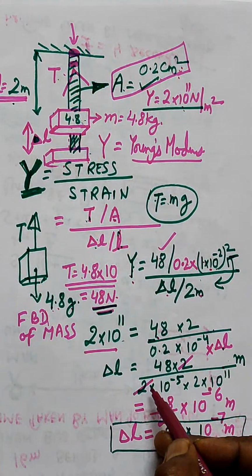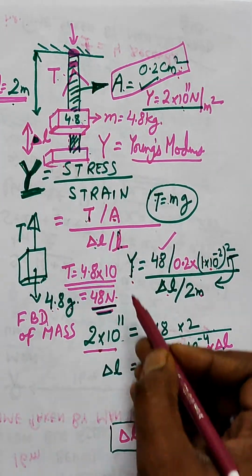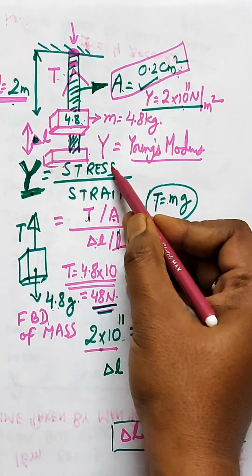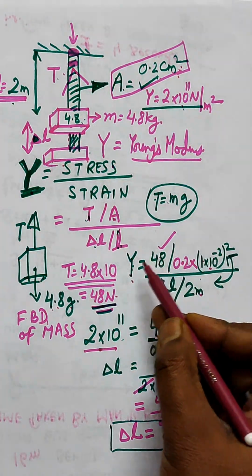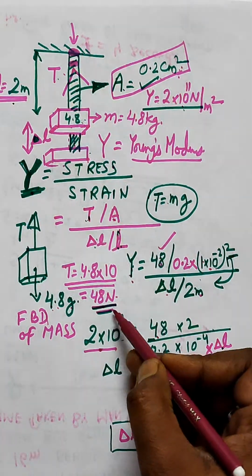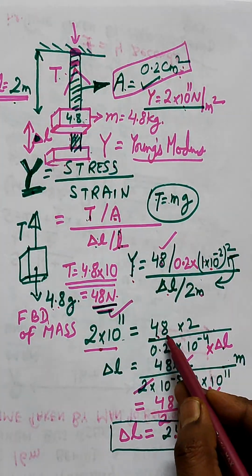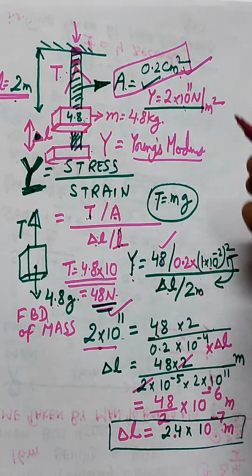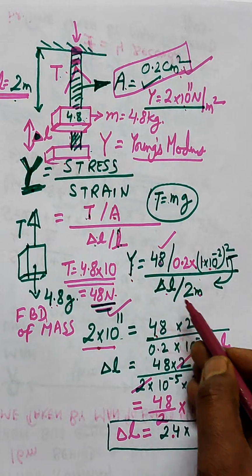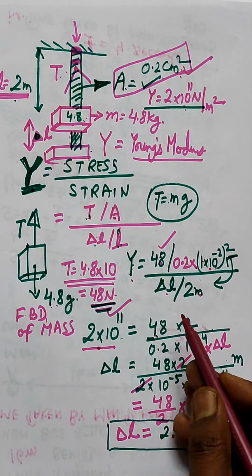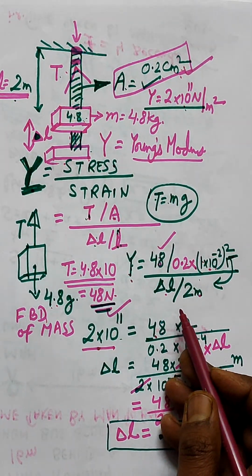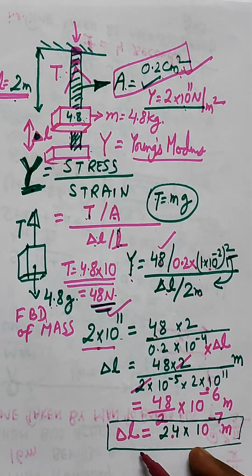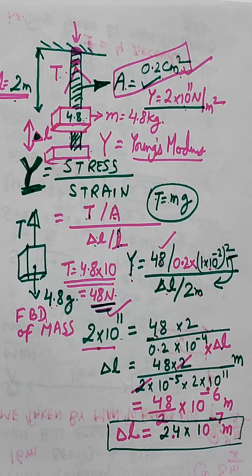Do the simple calculation, put the value of Young's modulus Y, put the value of stress, that is T by A. T is calculated as 48 Newton, put it. A is known to us, 0.2 into this is given in the question. Now by delta L by L, and delta L is the variable which we are going to calculate. So just solve it to get the value of delta L as 2.4 into 10 to the power minus 7 meter, right? So this question is solved, students, right?